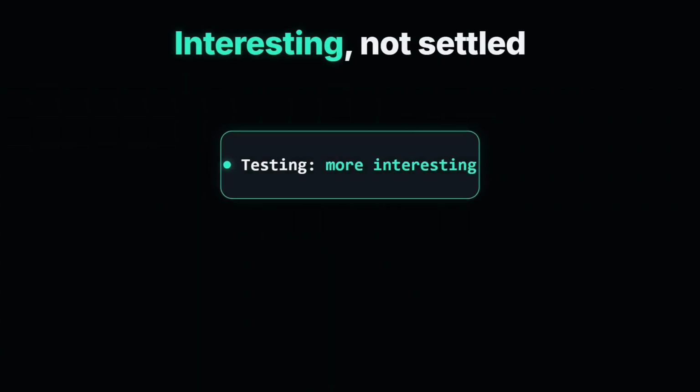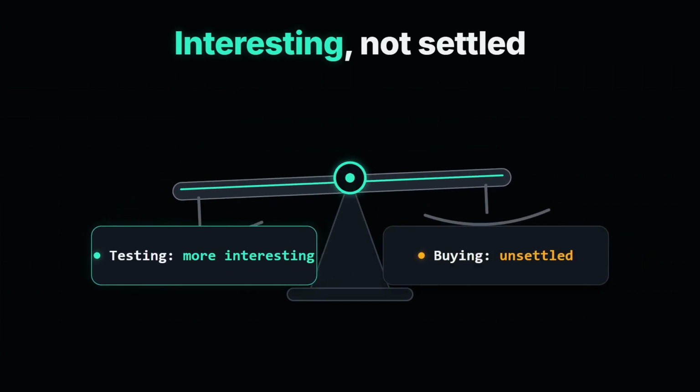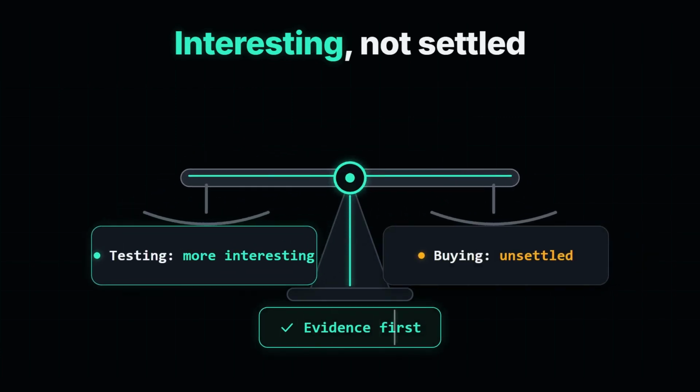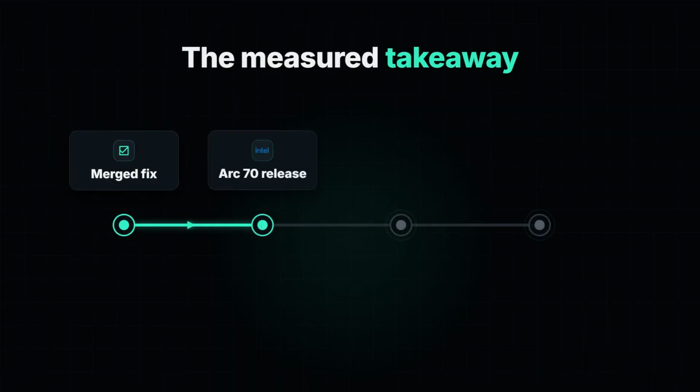These named GPUs are now more interesting for llama.cpp testing. The evidence still does not settle a buying decision. One merged launch fix produced one dramatic arc70 path and one supporting B60 report.